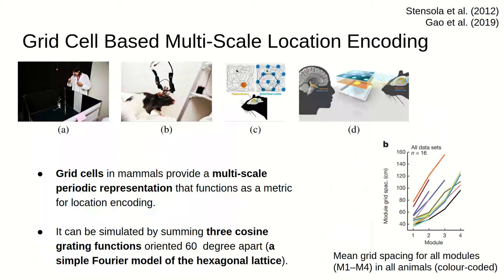Nobel Prize-winning neuroscience research has demonstrated that grid cells in mammals provide a multi-scale periodic representation that functions as a metric for location encoding, which is critical for path integration and spatial localization. Moreover, previous research shows that this representation can be simulated by summing three cosine grating functions oriented 60 degrees apart, which may be regarded as simple Fourier models of the hexagonal lattice.